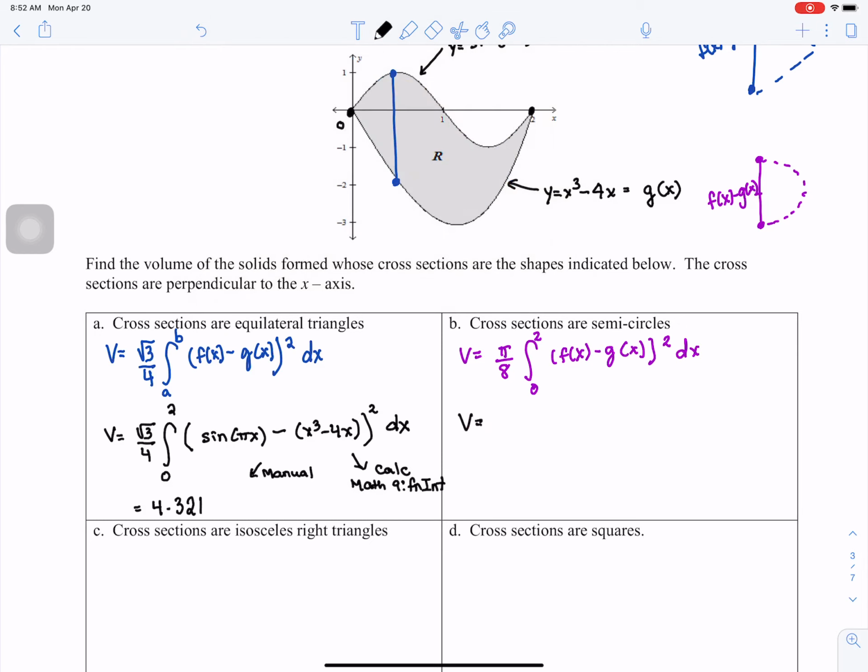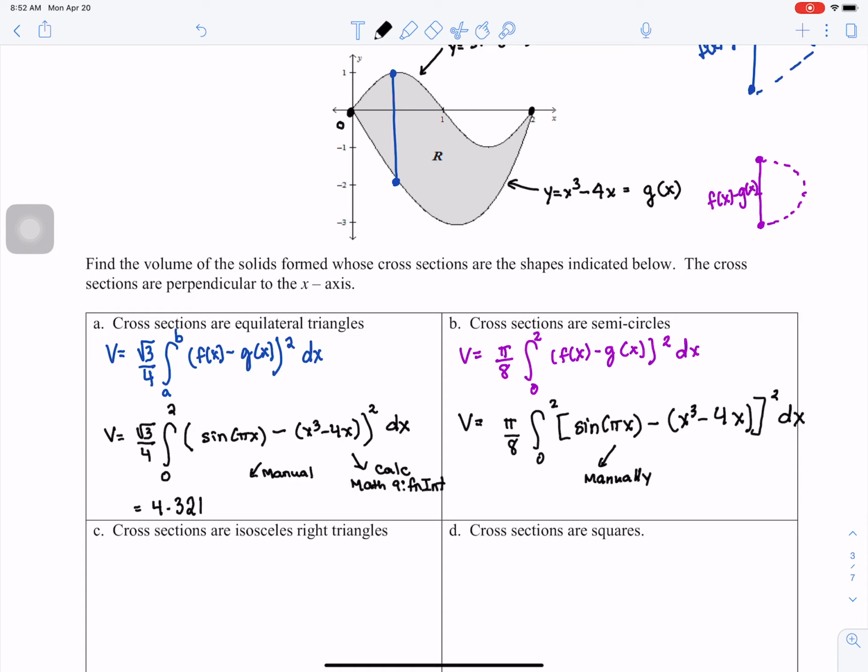So volume would be pi over 8, integral from 0 to 2. I would set up my f of x, which is sine pi x, minus my g of x, x cubed minus 4x. Square that entire thing, dx.